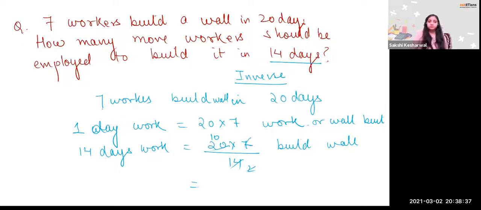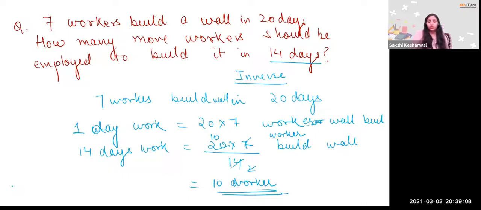See over here. In one day, 20 into 7 workers build the wall, right? 140 workers will be required to do the same task in 1 day, right? Now you want to complete the task in 14 days. So how many workers will be required? The workers required to build the wall will be how much, beta? 10 workers. You will be required 10 workers.